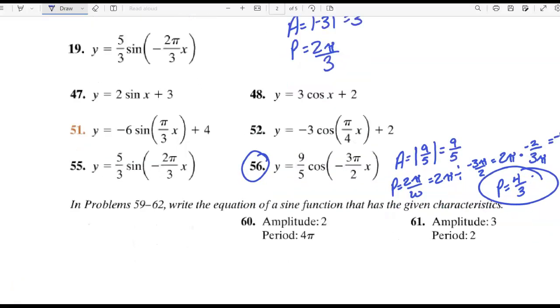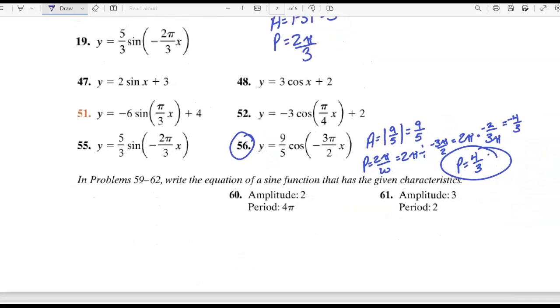All right, so let's look at two more. Let's look at 60 and 61. They're asking us to build a sine function with these characteristics. So remember what this is going to look like. So they're telling us the amplitude is 2. Remember, that's that height from that middle to the maximum or that middle to the minimum. And they're telling us that the period is 2 pi divided by omega.